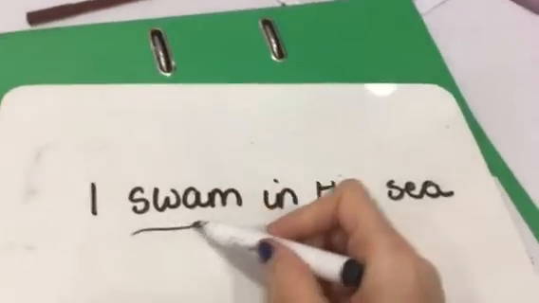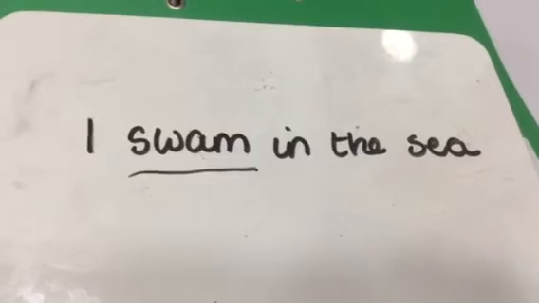There we go. So if I give you a nice simple sentence like, I swam in the sea. Hopefully you can see that swam is our verb. So what I need to do, I could say I swam energetically in the sea, and that would be my adverb. But what I want to do is add a little bit more detail to my sentence. So I could use a fronted adverbial and put some extra information at the start of the sentence.